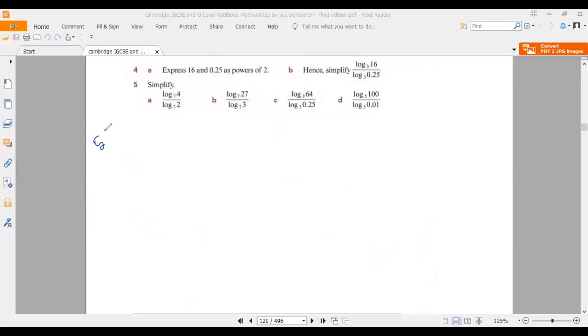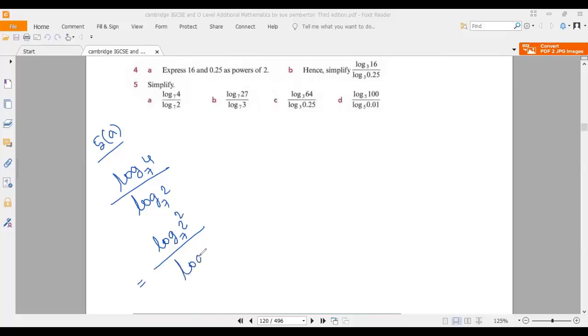Now, number 5. 5A. 5A says log base 7 of 4 divided by log base 7 of 2. So, we need to divide this one by this one. Instead of 4, we can write 2 squared. So log base 7 of 2 squared divided by log base 7 of 2. Here, instead of this numerator, we can write 2 multiplied by log base 7 of 2, divided by log base 7 of 2. After dividing, we find the answer should be 2. So that is the answer of this problem.